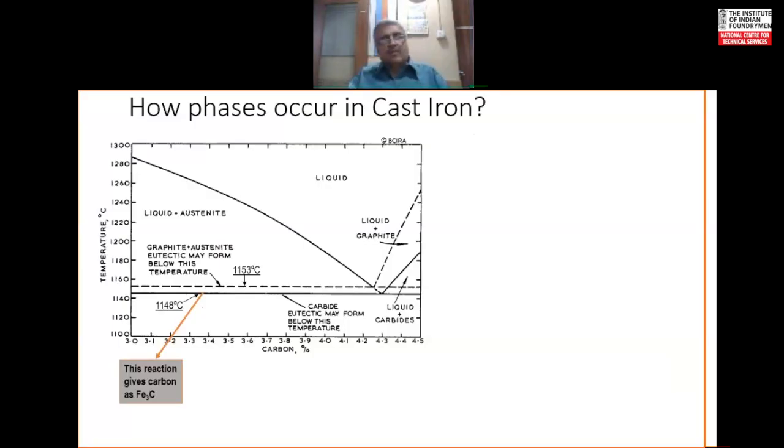So, if the cooling conditions of the molten iron are such that it follows the Fe3C type of reaction, then you will get carbon in combined form. I'm repeating myself because it is very important to remember this, because we have to control both these things. While if the solidification progresses as per the dotted line there, then this sort of solidification reaction will result in carbon coming out of molten iron in the form of free carbon.